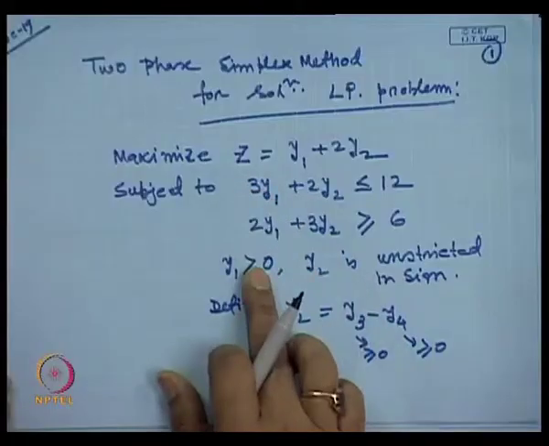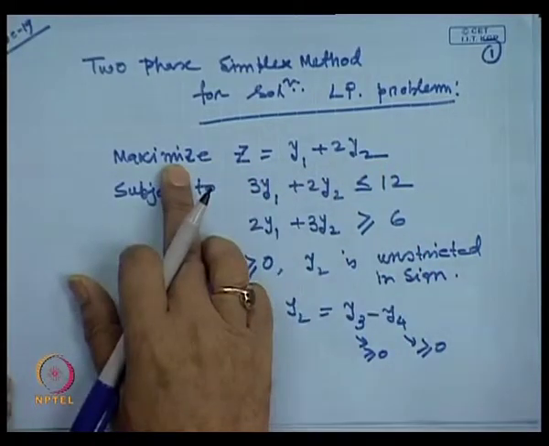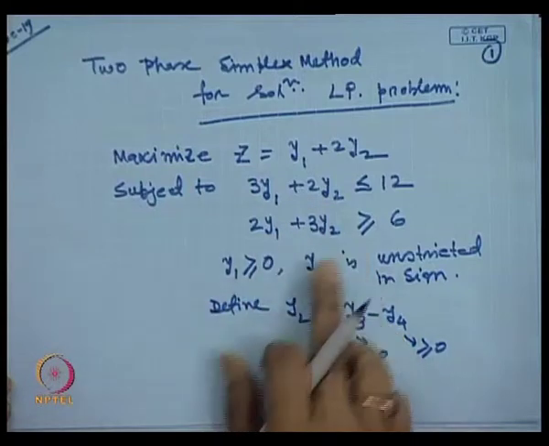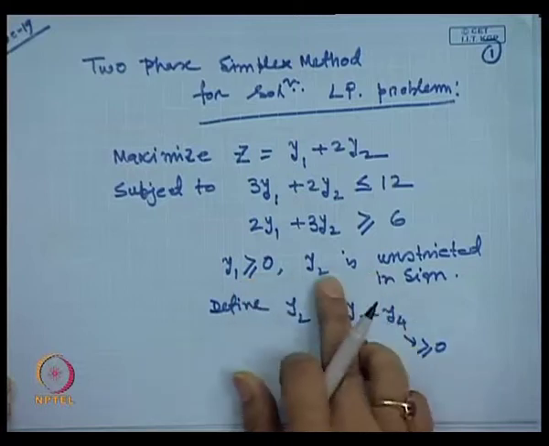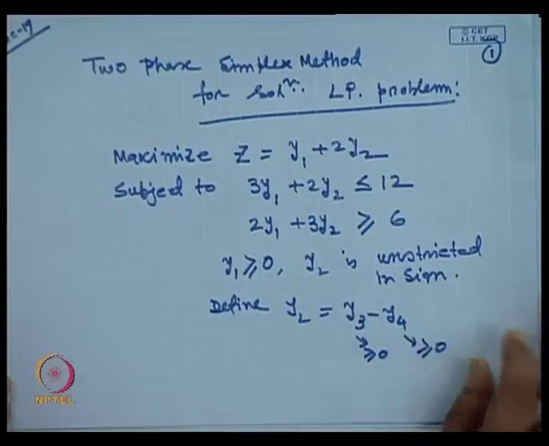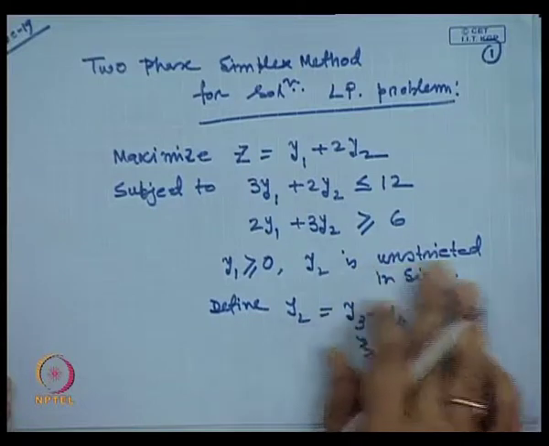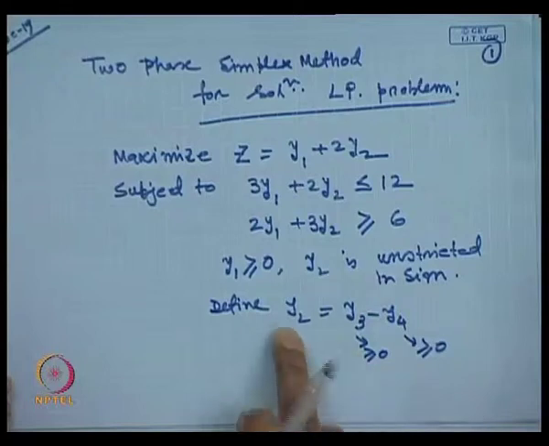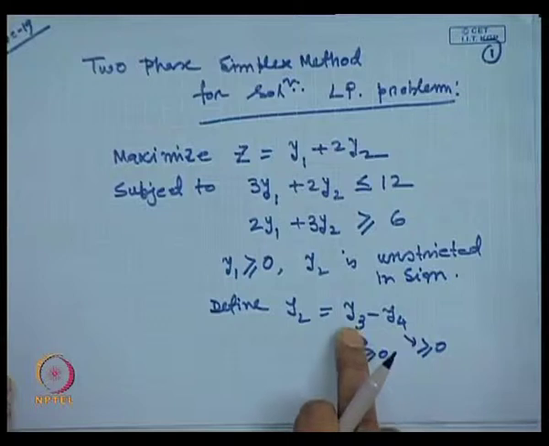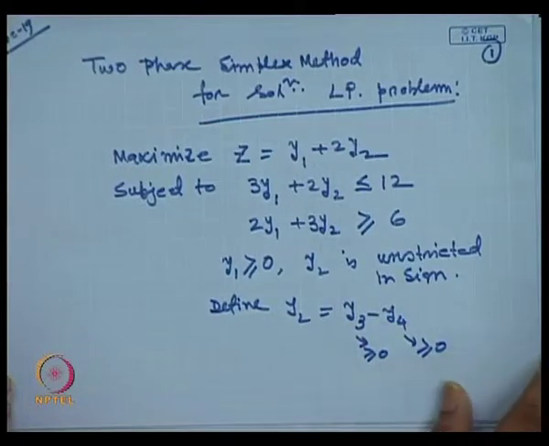So, last class we discussed how to solve LP problems using the two phase simplex method. We have taken this example: maximize this function subject to these constraints, and y 1 is greater than or equal to 0, meaning non negative, and y 2 is unrestricted in sign. So, this y 2 we have to convert by introducing two new variables. We defined y 2 as y 3 minus y 4, where y 3 and y 4 are individually greater than or equal to 0.